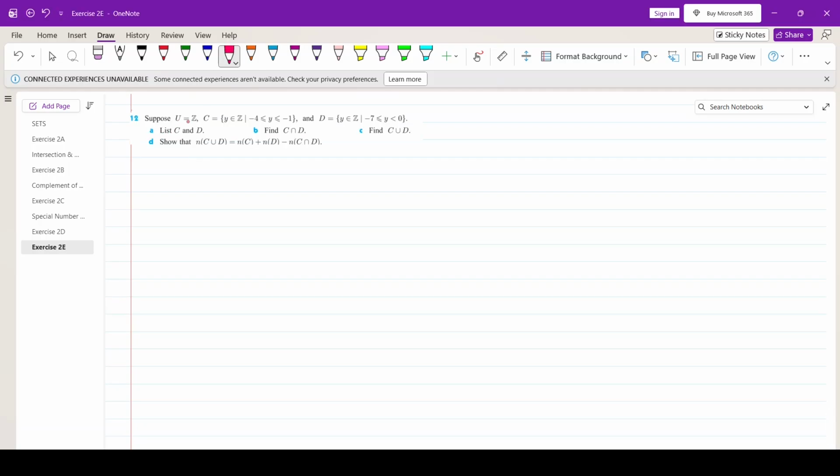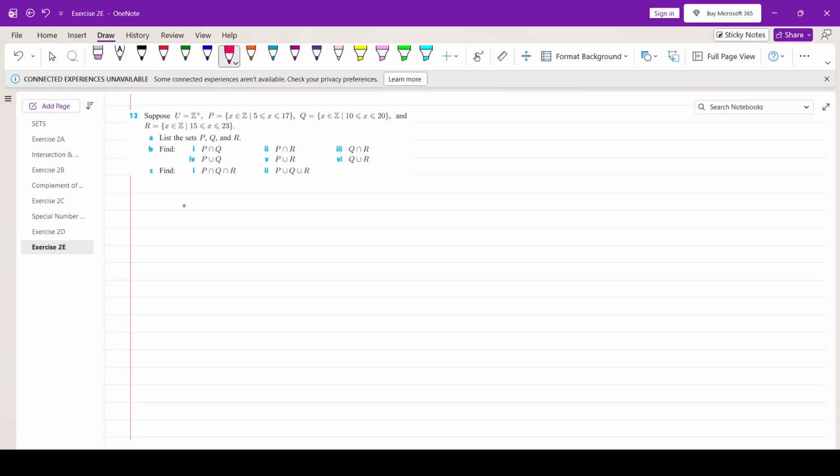Suppose universal set is a set of all integers. C is a set of integers between -4 and -1, both included. And D is a set of integers between -7 and 0, -7 included. This is again your homework. We have already done these kinds of questions. Let's move on to the next question.